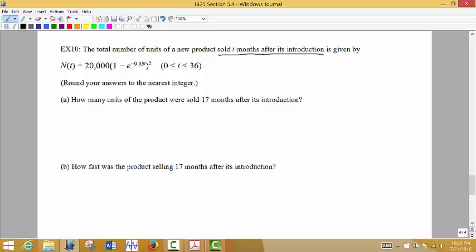Alright, so this is not asking me for a rate of change or how fast something was happening. This is just how many units. Basically, we're just going to plug into the original function. So I have n, and I'm going to plug in 17, and we're going to put this directly in place of t.